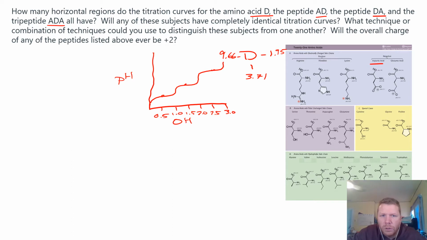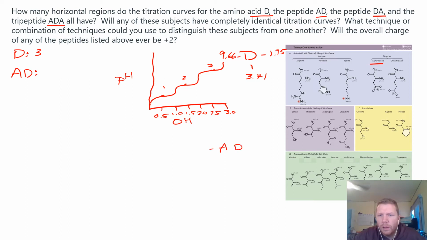So horizontal regions, I've got 1, 2, and 3. Okay, so I'm going to keep a running tally here. D has 3 regions. Now I'm going to do, and I might not be able to get all of these on one slide, so I'll do my peptide AD. Okay, so that peptide is going to look a little bit like this. So A on the N termini and D after that.